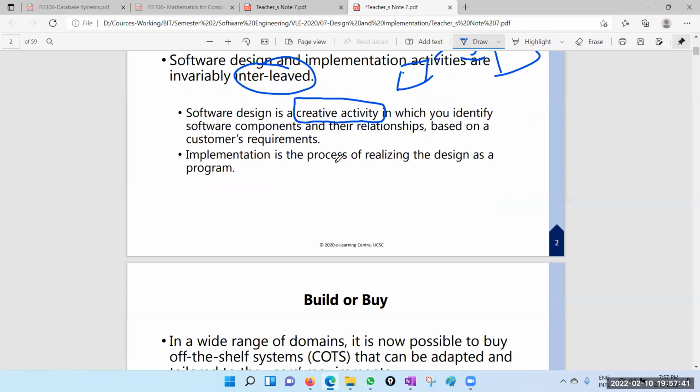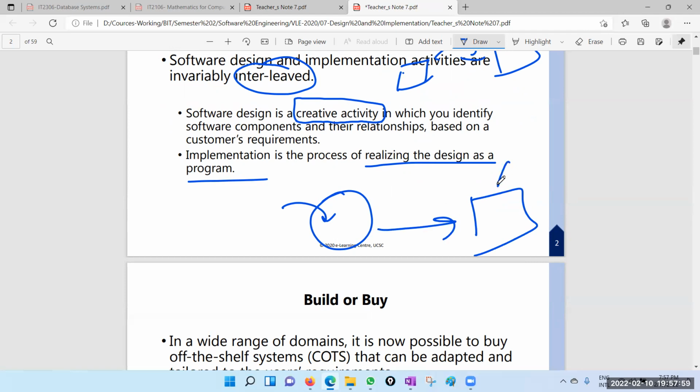Right. Implementation is the process of realizing the design as a program. So implementation or the development is realizing, meaning make it reality. Right. Your design is an abstract concept. It's a model of the solution. The development is making it a reality, or creating your software. Right. Your software is the realistic solution. That development is making this concept, this model, into a working product.